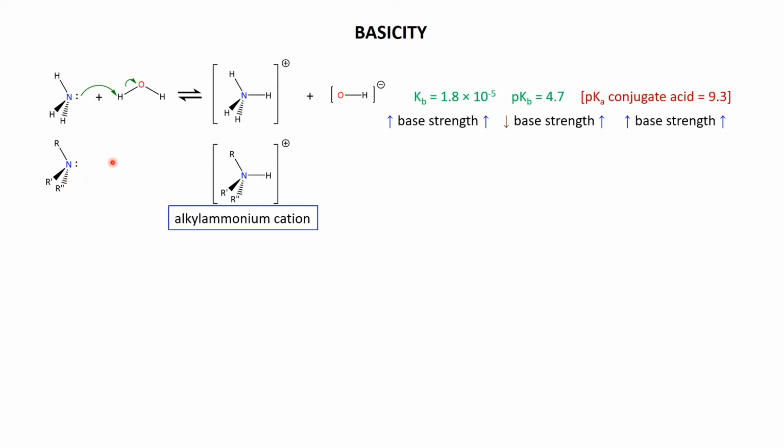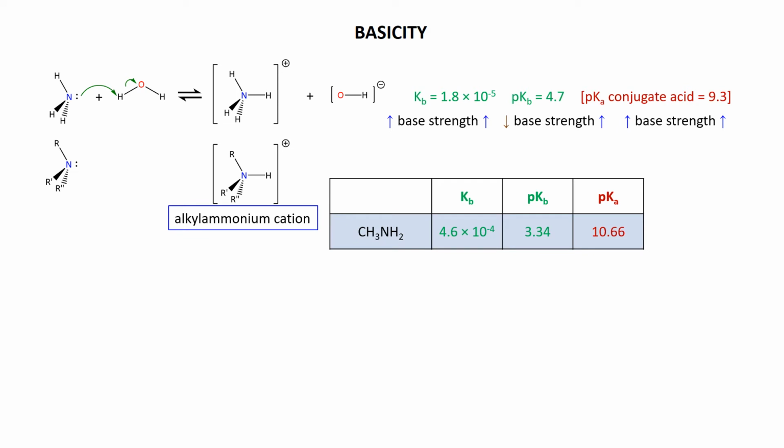But anyway, for our sake here, all we care about is that alkyl ammonium cations are the conjugate acids of our amines. Now let's have a look at a few of these amines in terms of their relative strengths, as illustrated by Kb and so forth. So methylamine. Here's the Kb, 4.6 times 10 to the minus 4. It's more than 10 times stronger than ammonia.